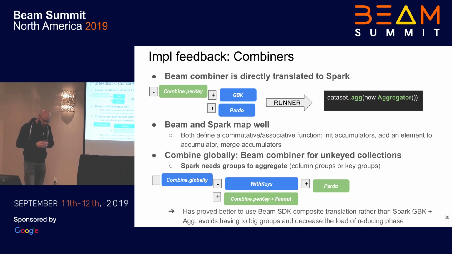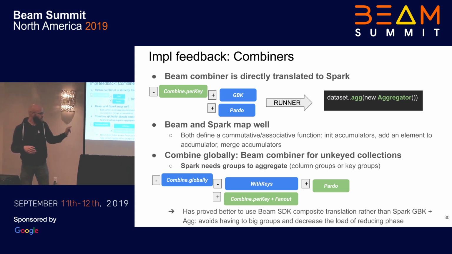But there is an exception. The exception was the combine globally. Combine globally is the Beam transform that says, I want to combine, but I have no key. I have a PCollection with no key. And the problem is that Spark needs groups to aggregate, either based on column groups or key groups. And it could have been translated, the combine globally, as a native group by key and then a native aggregator.